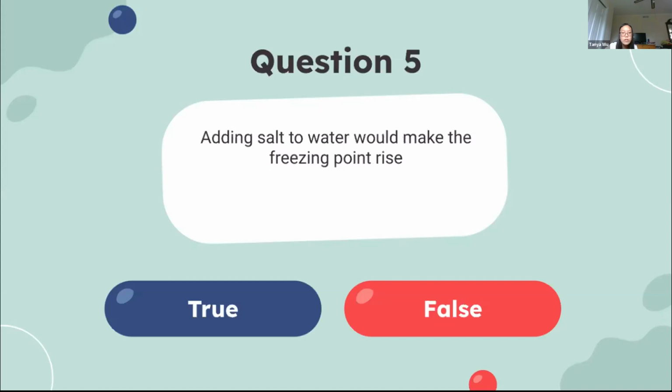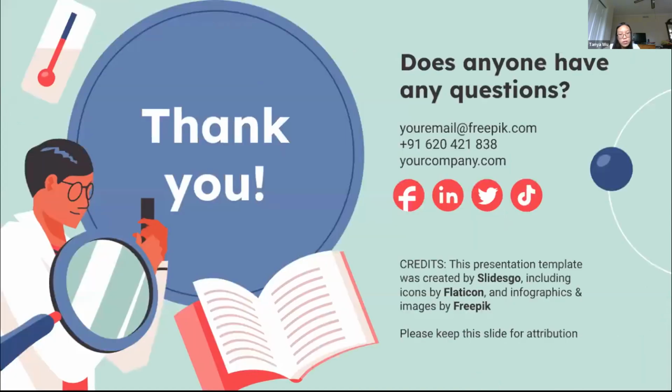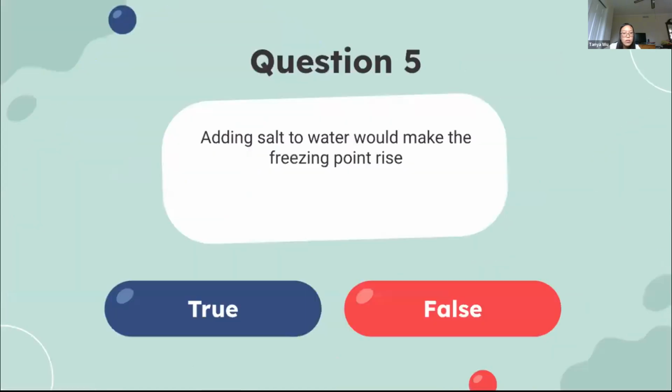Okay, this one is false. Adding salt would make the freezing point lower because it would be even harder to freeze the salt water, which is why the oceans don't usually freeze in the winter unless it's very, very cold. Okay.